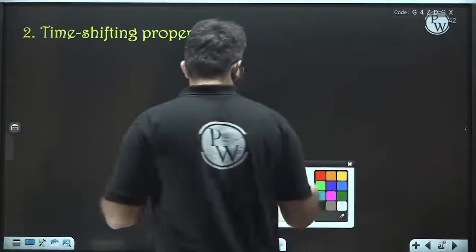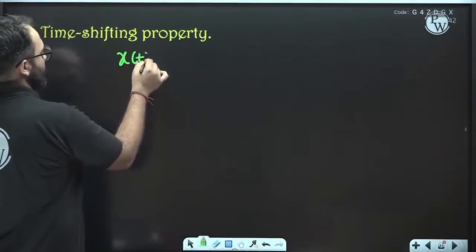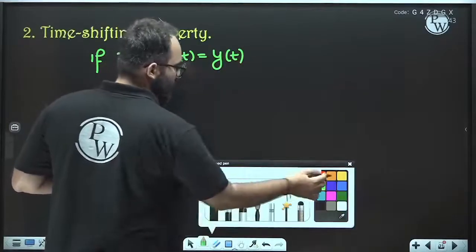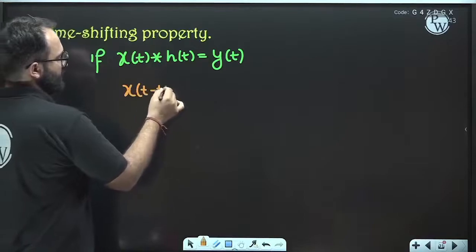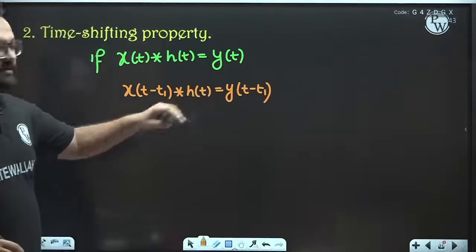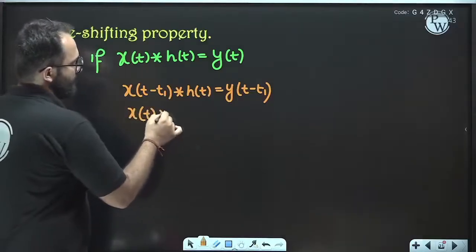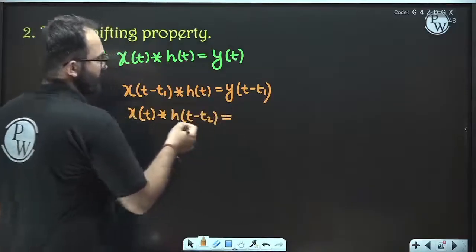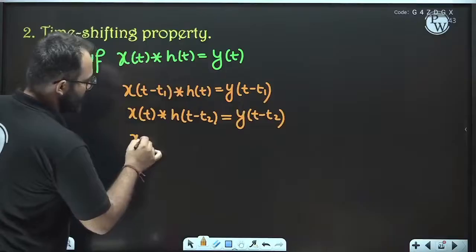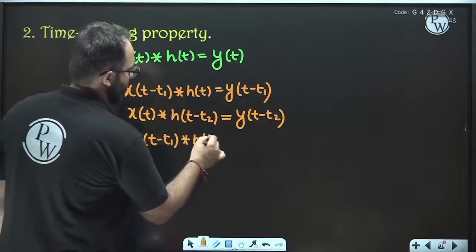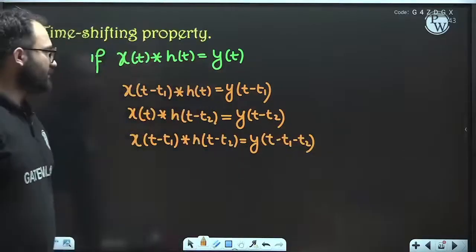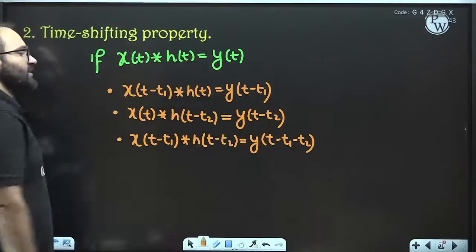Now let's move on to the time shifting property. Time shifting property says that if x(t) convolution h(t) is equal to y(t), now if we shift one signal, then the result will also get shifted by the same time. If we shift another signal, then the result will also get shifted by the same time. If we shift both signals, then the result will get shifted by the sum. Okay, so this is the time shifting property, and we can get the result like this.